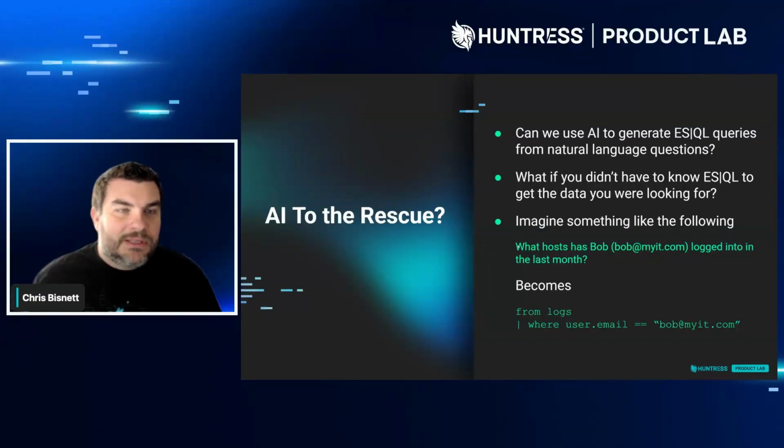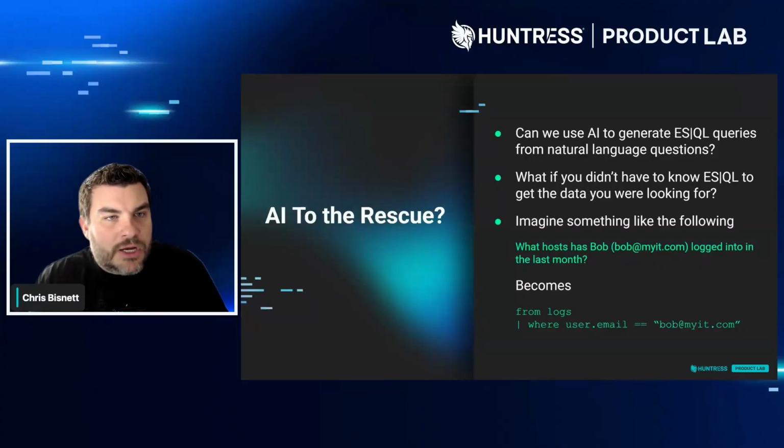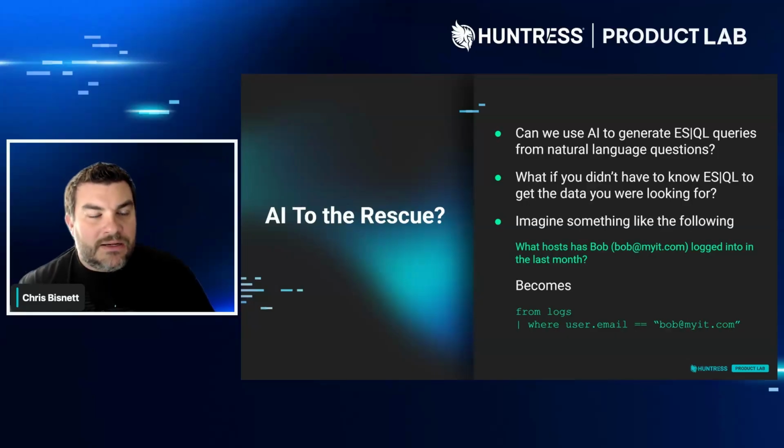Instead of having to figure out the ESQL, could you just say, hey, what host has Bob logged into in the last month? And can the AI then just generate that and say, oh, I know you gave me Bob's email, I need to use the field user.email. I need to compare it to Bob's email address. Maybe I want to add this in or remove that event, right? How do we take that natural language question and turn it into the query? That's something we are thinking about, we think is going to be interesting.